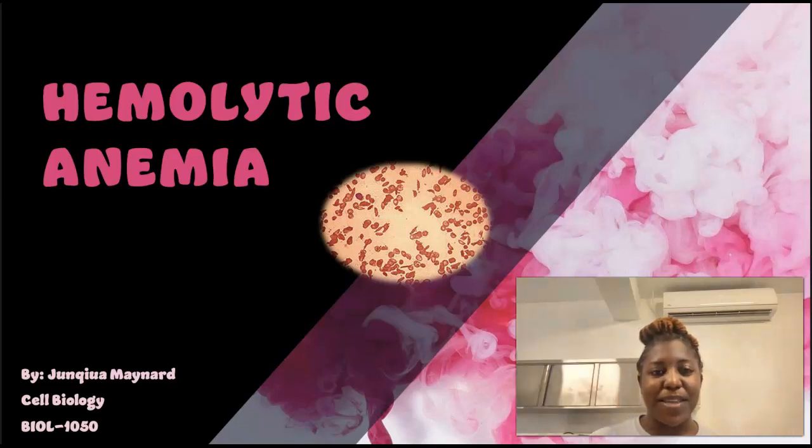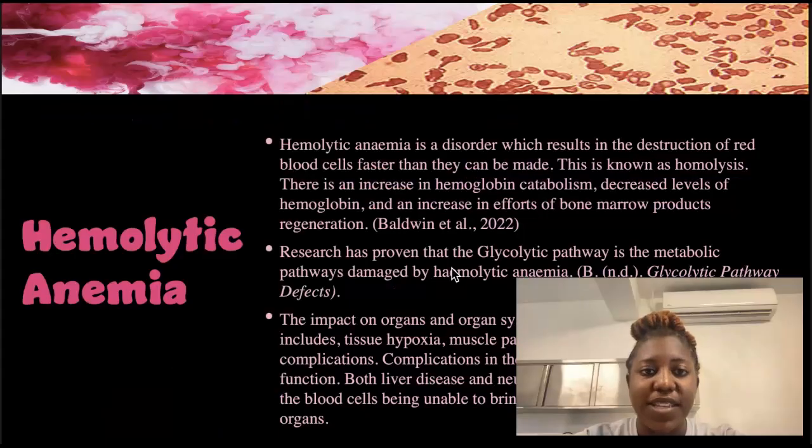My name is Junico Maynard and today we'll be discussing hemolytic anemia. It's a disorder which results in the destruction of red blood cells faster than they can be made. This is known as hemolysis. There is an increase in hemoglobin catabolism, a decrease in the levels of hemoglobin, and a remarkable increase in efforts of bone marrow products regeneration. Research has proven that the glycolytic pathway is the metabolic pathway changed or damaged by hemolytic anemia.